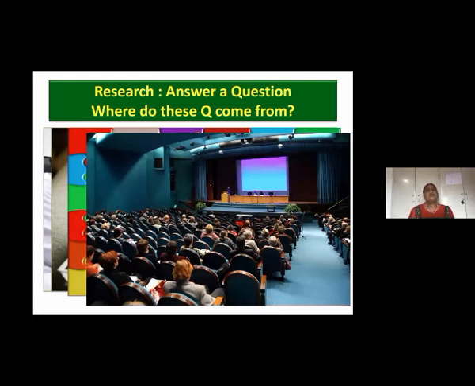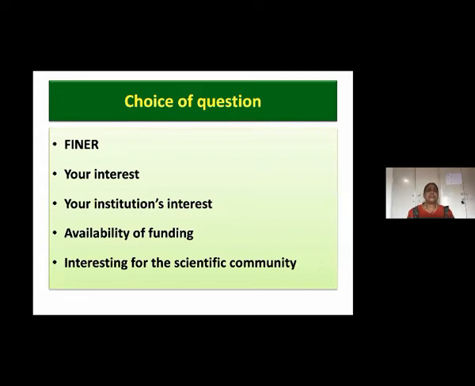So how do you choose a research question? So many new questions come to your mind, but obviously we can't try and answer all of them. So it depends upon your interest. It depends upon your institution's interest. It depends upon availability of funding. It depends upon what will interest the scientific community so that it will take science further. For this, we have a small acronym called FINER. I'll come to what FINER is.